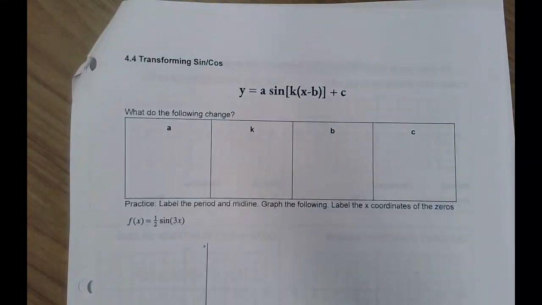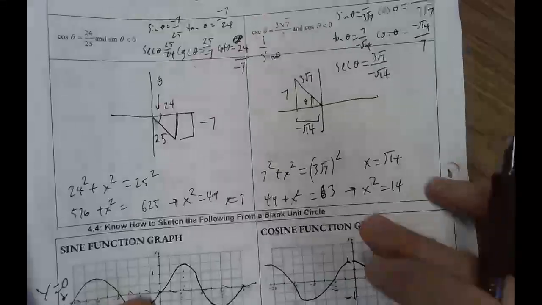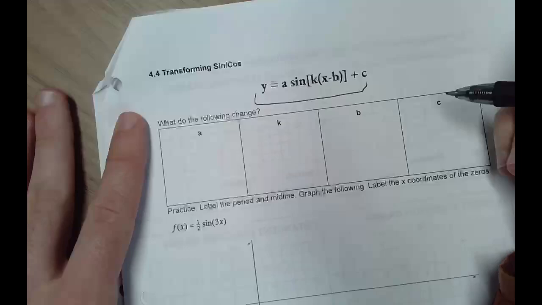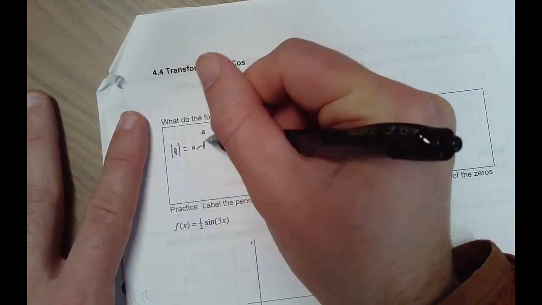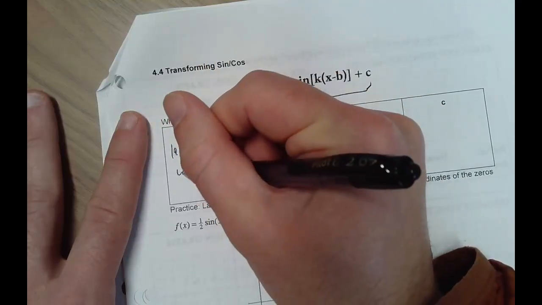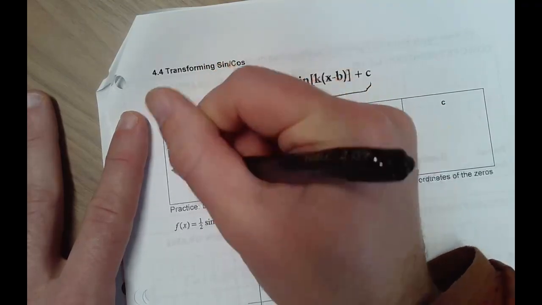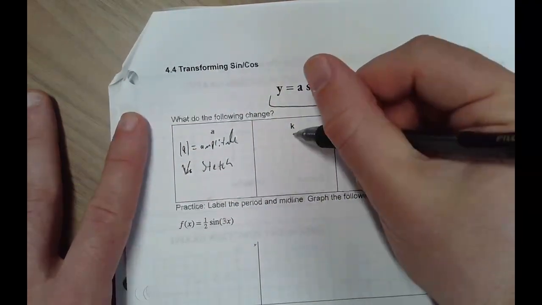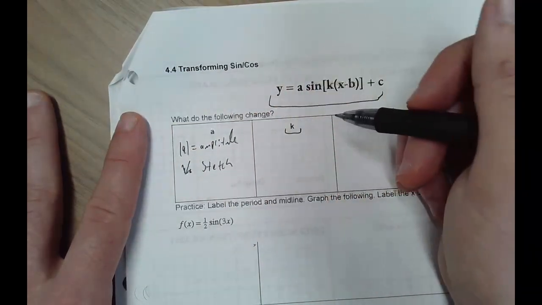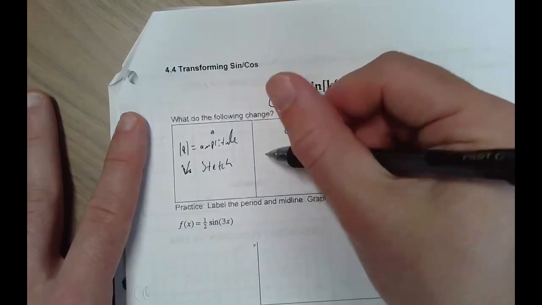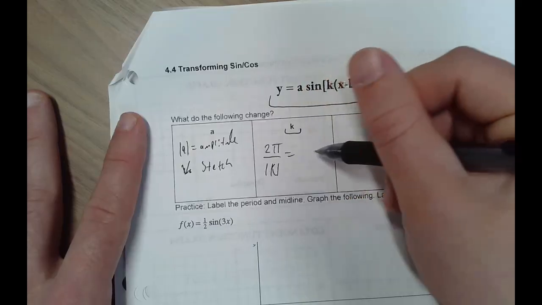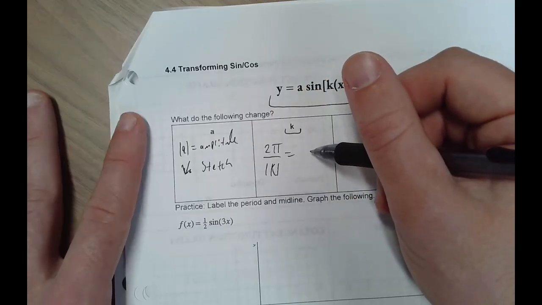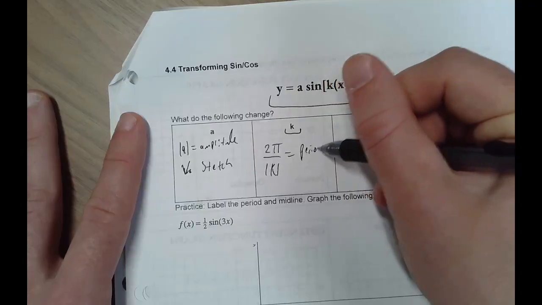Okay, now we have transformations. So once you understand the basics of sine and cosine, then you have to transform them. And that follows this structure here. So A is affecting the amplitude. So remember, absolute value of A is the amplitude. That's the vertical stretch. K is affecting the period. This is horizontal stretching or shrinking. 2 pi over absolute value of K will get you the period. Okay, that's important. Definitely know that formula.